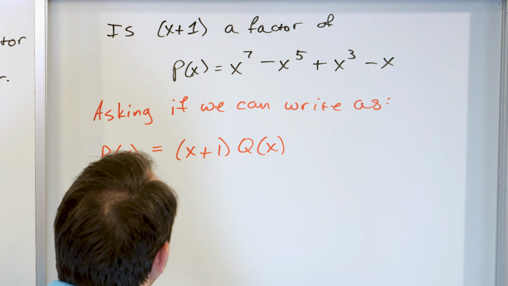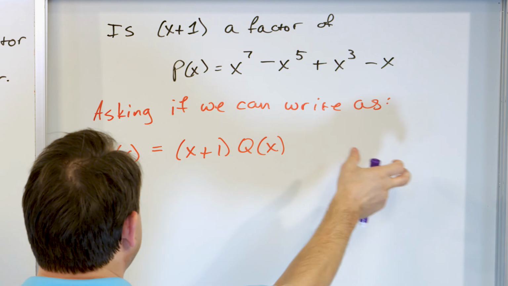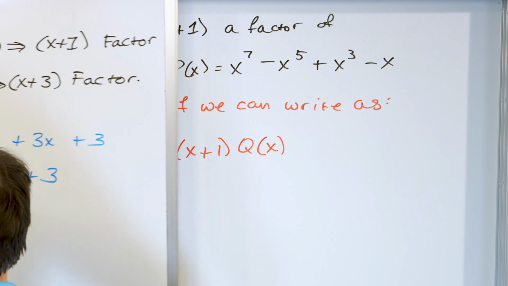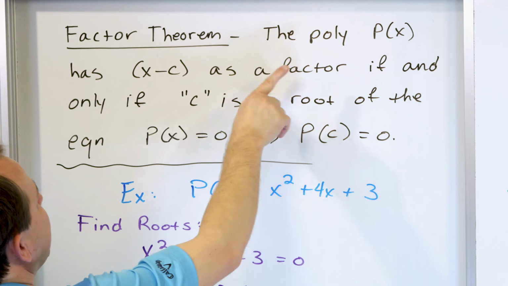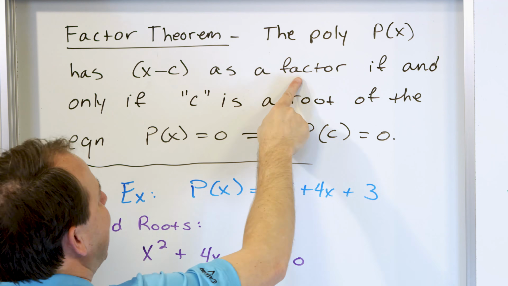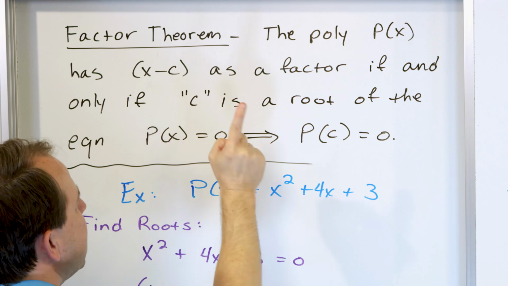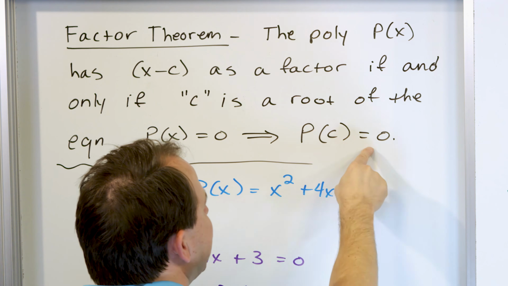When something is a factor, can it be written as a string of things multiplied together to give me what I'm asking for back? And the factor theorem tells us that the polynomial has this as a factor if and only if this value of c, when it's x minus c, evaluates so that p evaluated at c is equal to 0.